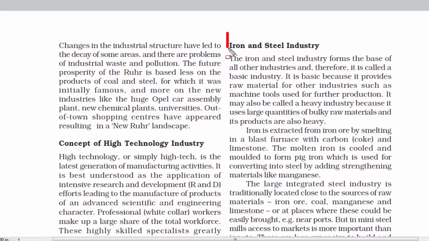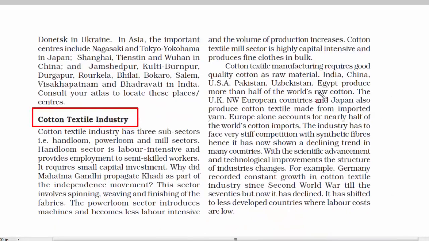And the last topic is iron and steel industry and cotton textile industry. I'll cover this topic in a separate short video because it needs proper attention with the help of map work and other necessary details. So I'll cover them in a different video. With this, we have come to an end of this video.